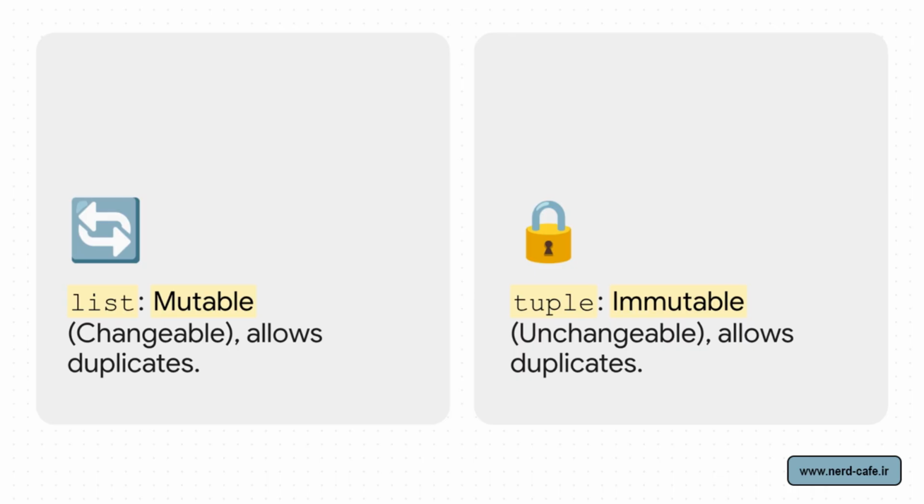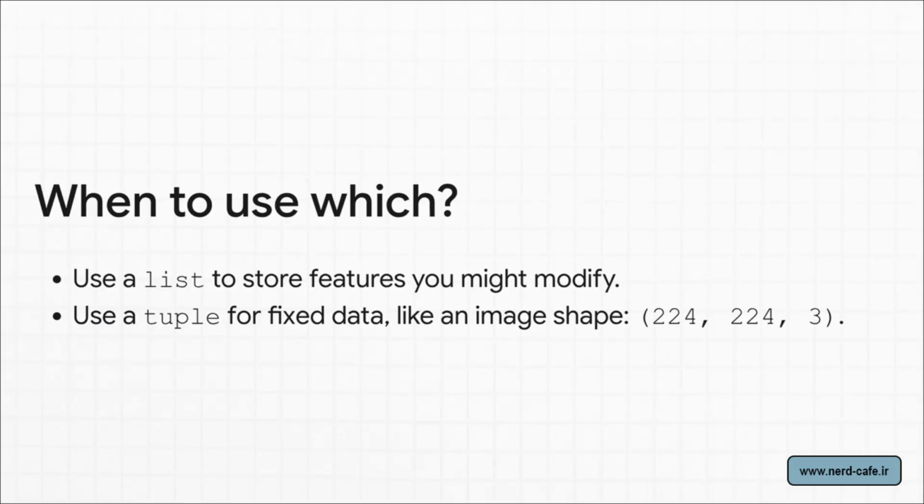A list is mutable. You can change it, add to it, remove stuff from it. A tuple, on the other hand, is immutable. Once you create it, it's set in stone. So how do you decide which one to use? It all comes down to what you're trying to do.